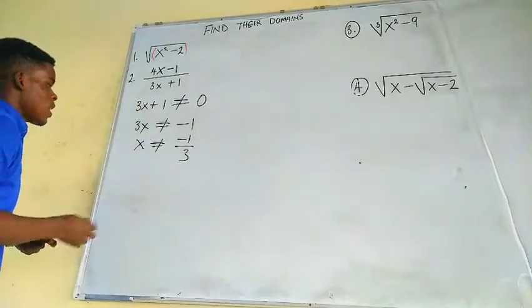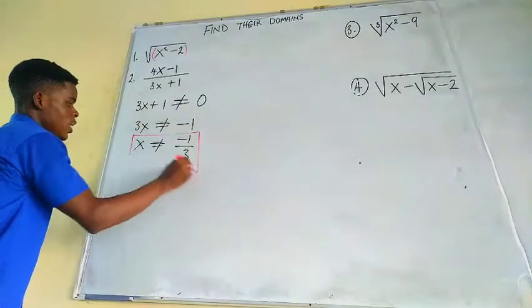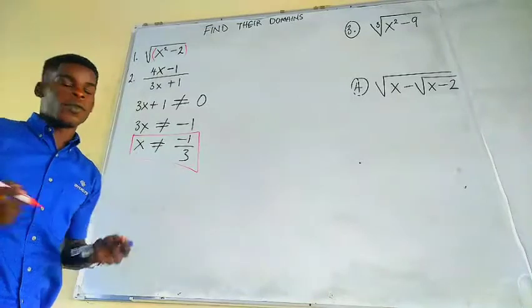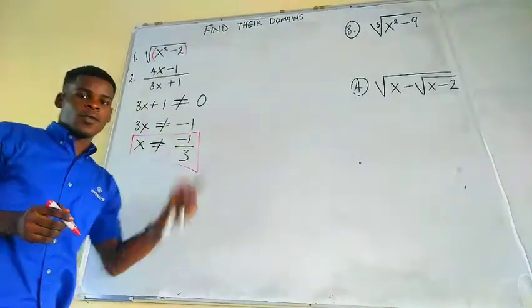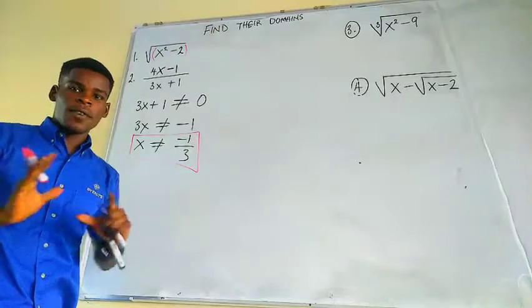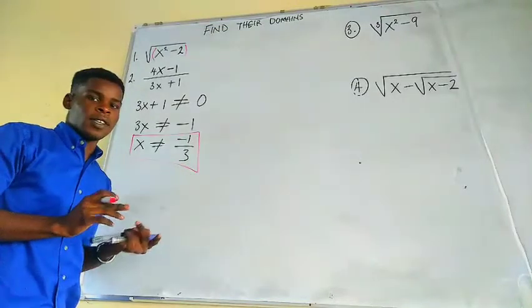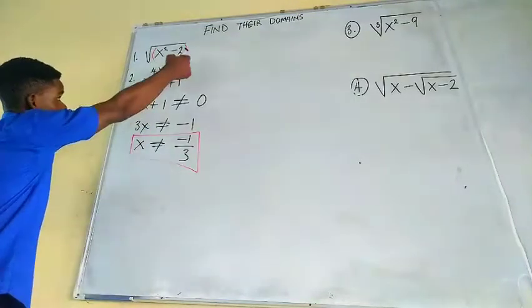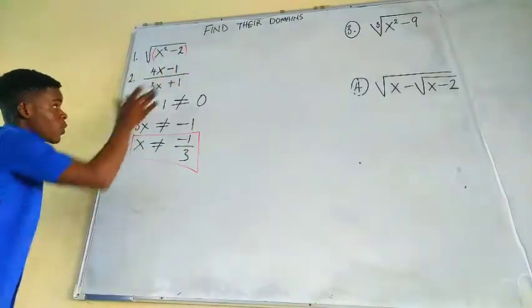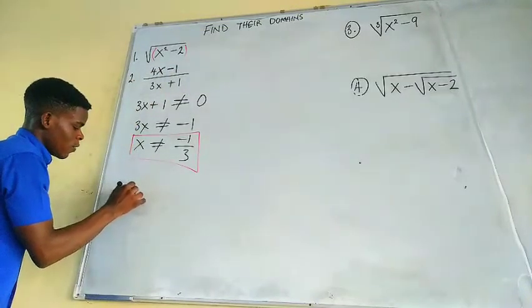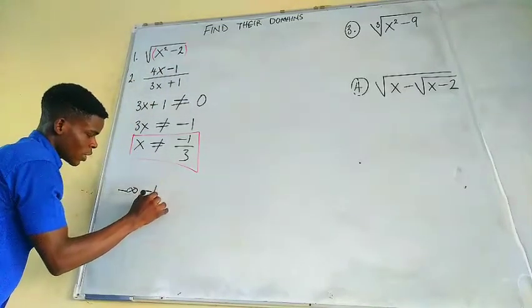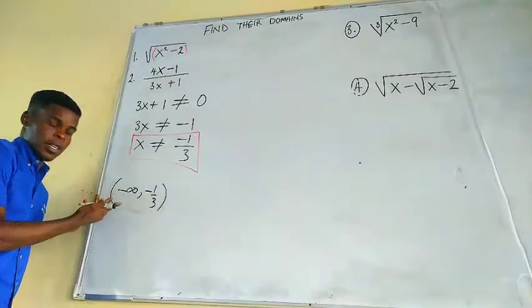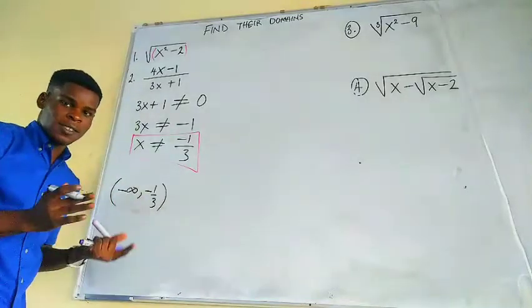So with this value, the whole of this is going to be undefined. So x should not be negative 1 over 3. That is to say, x can be every other thing, but not negative 1 over 3. So the domain of this function, that is the values of x for which this function is defined, is going to become negative infinity to negative 1 over 3. Open at that point, that is to say we don't include it. And it's always open at infinity. That is increasing without bounds, so we can't close it.